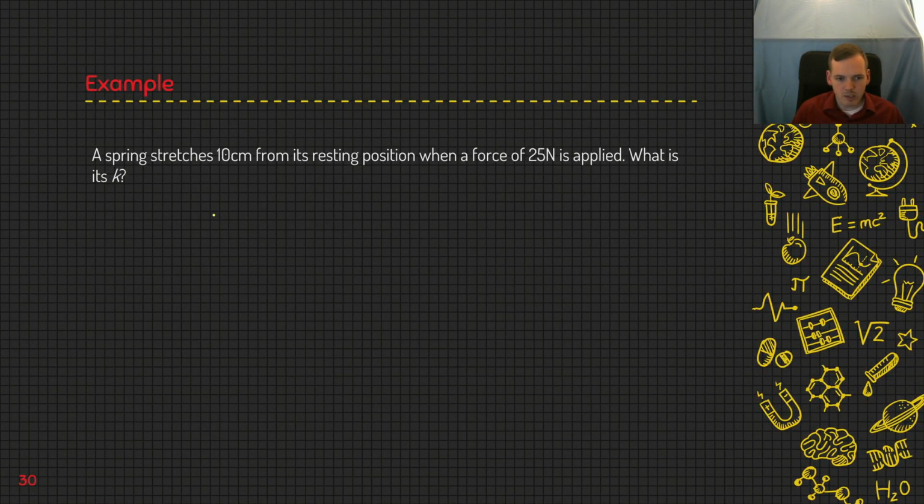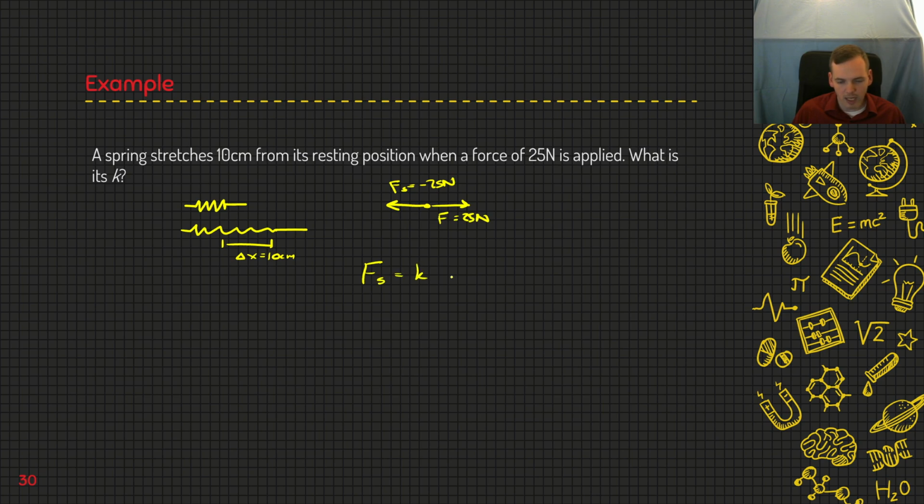Okay, so an example: a spring stretches 10 centimeters from its resting position when a force of 25 newtons is applied. What is its K? If I have the spring stretched, this stretch right here, our delta X, is equal to 10 centimeters. Then we know that the end of the spring feels a backwards pull, F spring, equal to negative 25 newtons. And we know that the force from the pull is equal to positive 25 newtons. And again, we need that negative here so that our equation will end up working out.